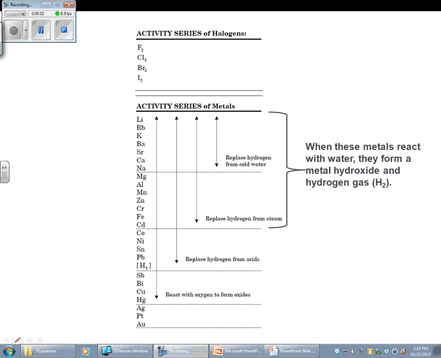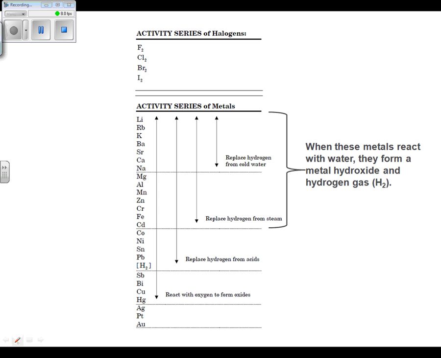Now we're going to look at that second set of elements, and that's going to be from this point up. So again, we can read this as parentheses here: any of these elements spanning from lithium all the way down here to cadmium will replace hydrogen from steam.